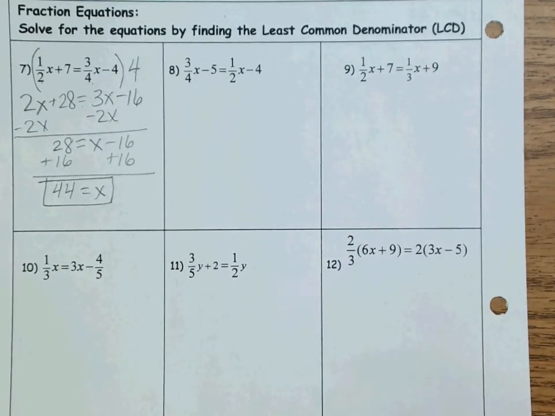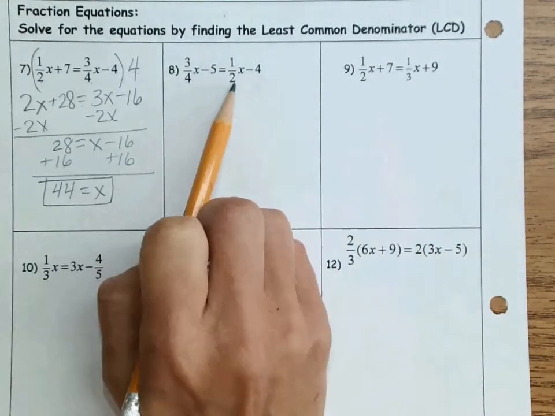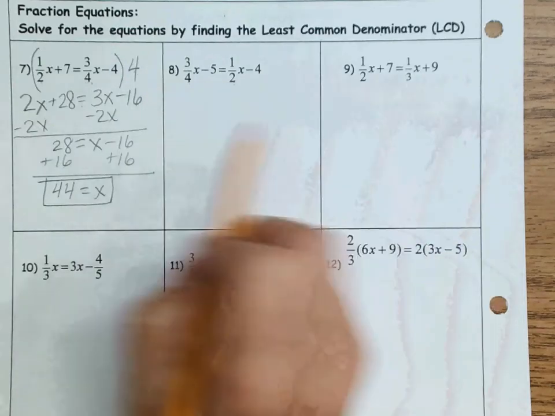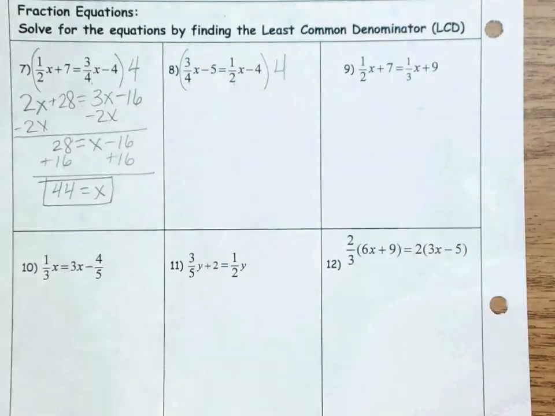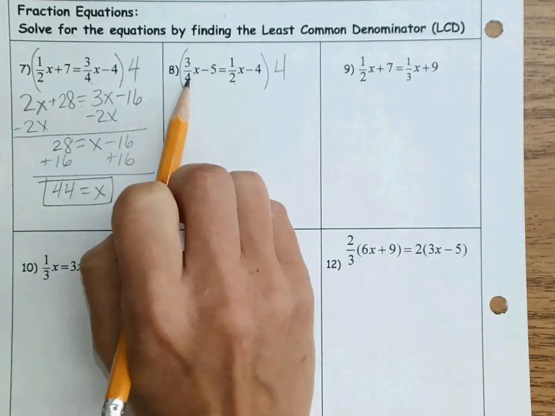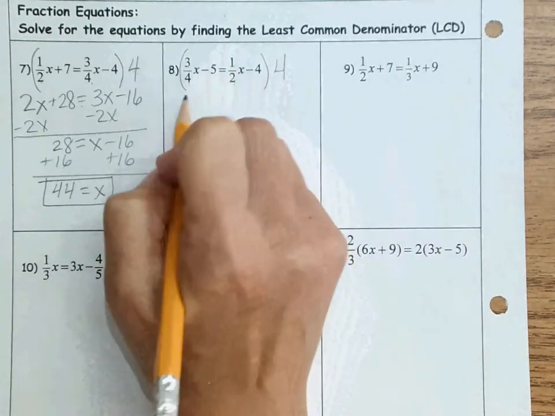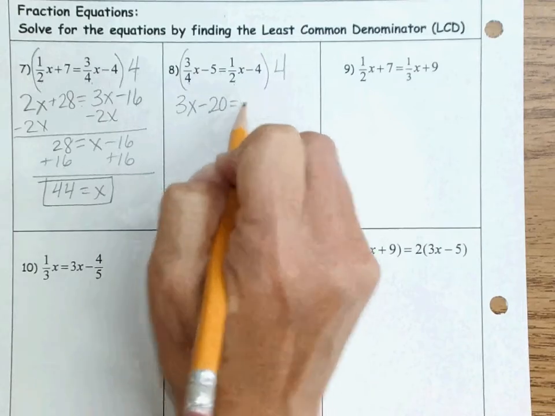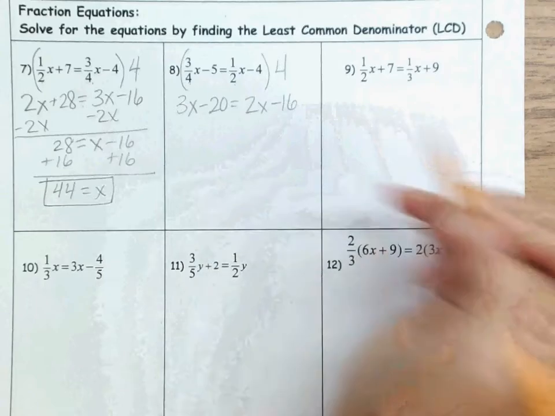All right, let's try this again for number 8. We're going to look at what the LCD, the least common denominator, is. Again, the least common denominator is 4. We're going to multiply the entire equation by 4. Again, you can't just do one fraction. It has to be every term to maintain that equality. 3/4 times 4 is 3x. -5 times 4 is -20. 1/2 times 4 is 2x. -4 times 4 is -16.